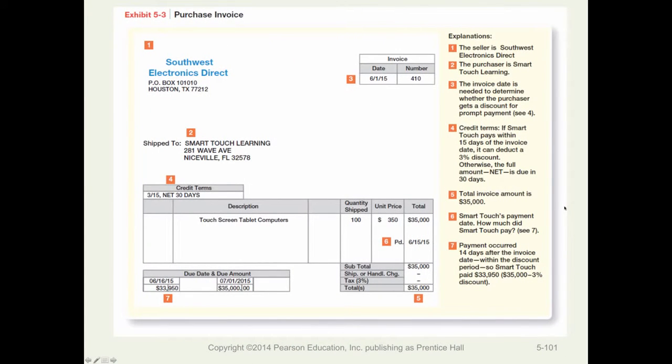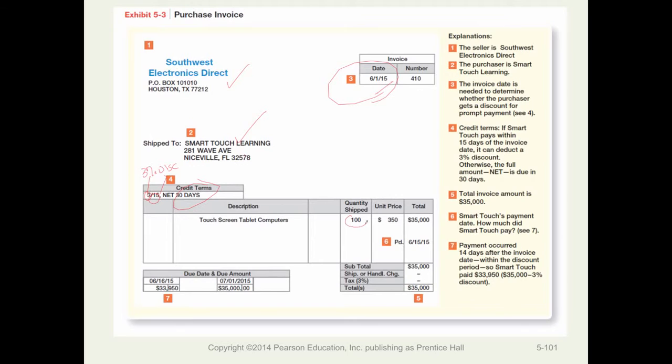Now, going back to our Smart Touch example, here's the purchase invoice, and let's see how this would differ if we were looking at this from a periodic inventory system. Once again, all the components are the same. You've got the name of your supplier. You're shipping it to our sample company, Smart Touch. The date of the invoice is June 1st. The terms of sale are 3/10 net 15. That's a 3% discount if paid within 15 days. If not, the full amount of the invoice is paid within 30 days.